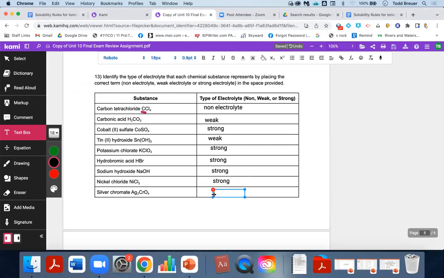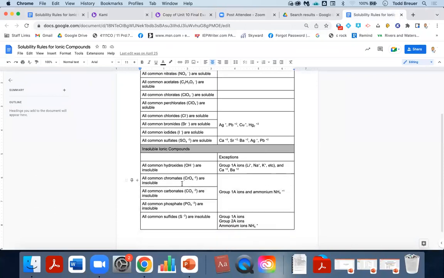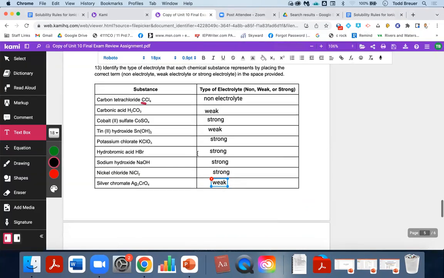Silver chromate, we're going to find out when we look at chromate. Silver chromate does not dissolve in water well. It is a weak electrolyte. Again, silver is a metal. It's an ionic compound. So we look at solubility. Chromates are down here on the insoluble portion of the chart. And the only exceptions are the group 1A metals, things like sodium, potassium. This is not one of those. So there we have it, right?